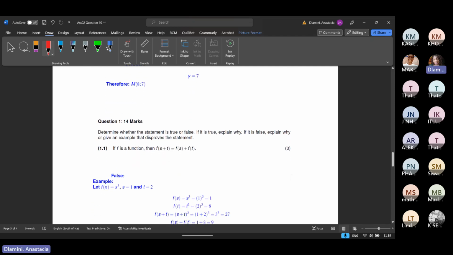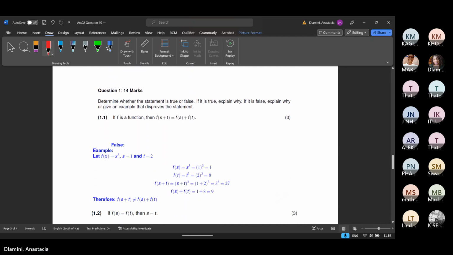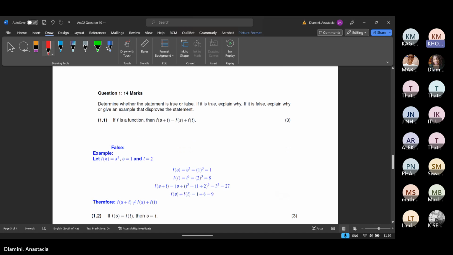True or false? What's true or false, ma'am? What question are you asking us? The 1.2, sorry, 1.2. Okay. Yes. If f of s is equal to f of t, then definitely s is equal to t.